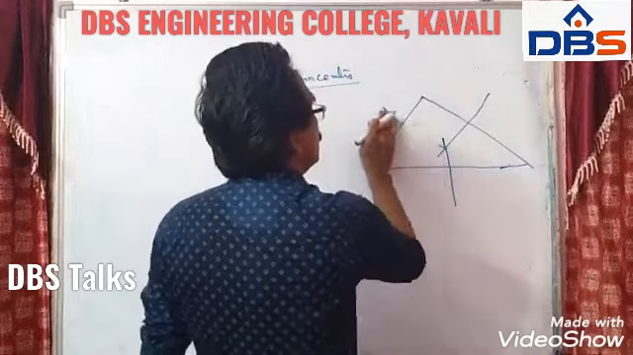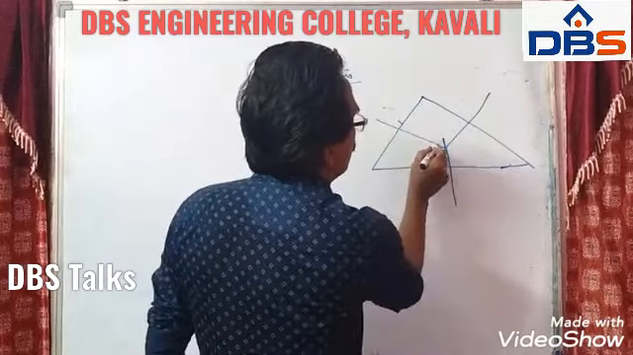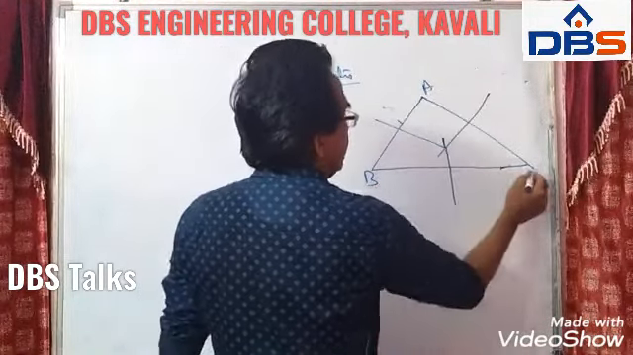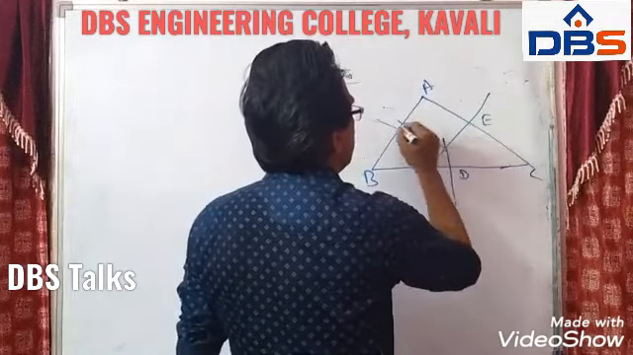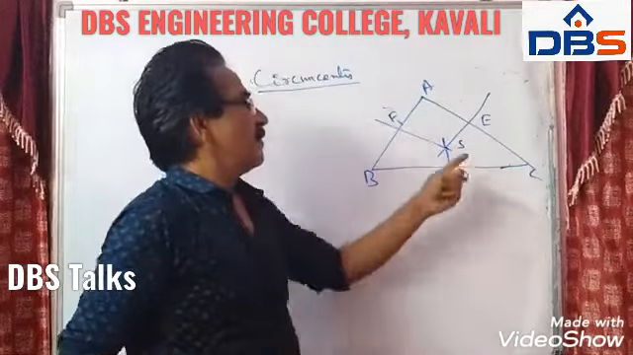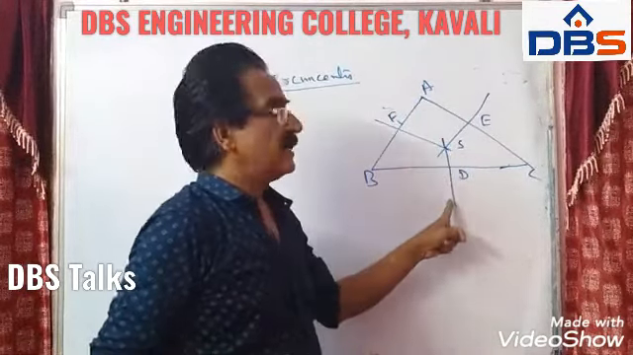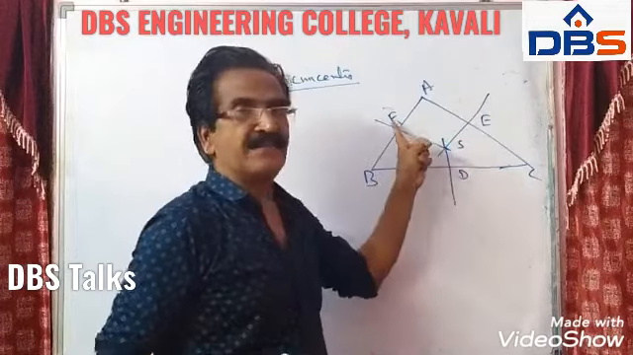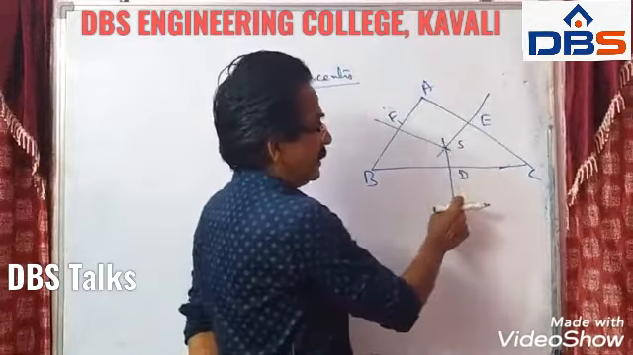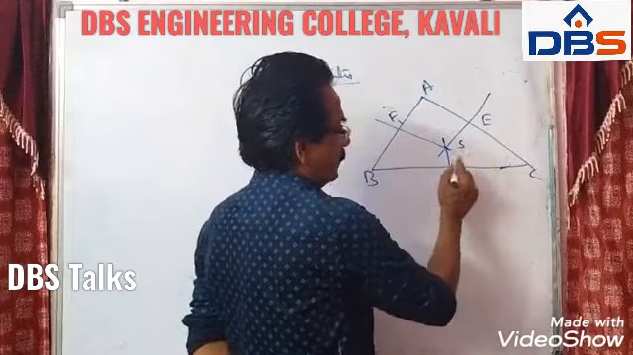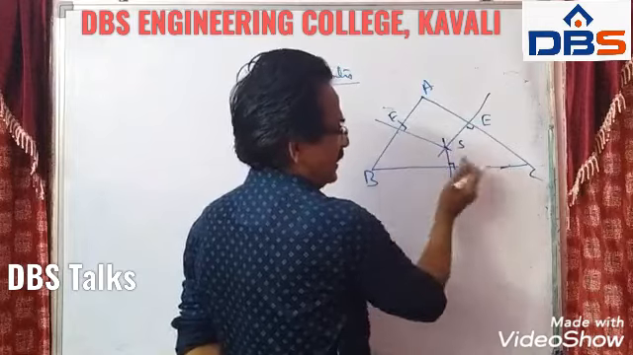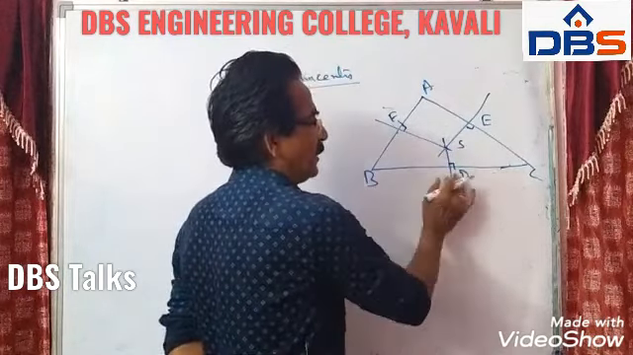See, ABC is a triangle, and SD, SE and SF are the perpendicular bisectors. This line is perpendicular to BC. Moreover, this bisects BC into two equal parts.